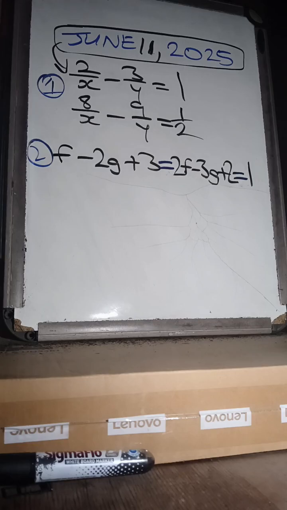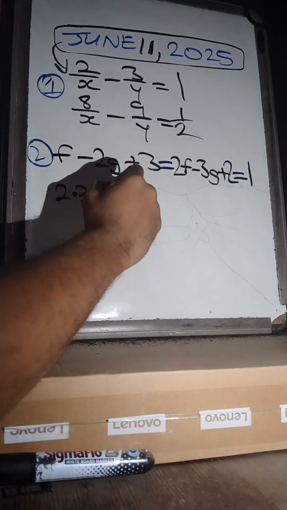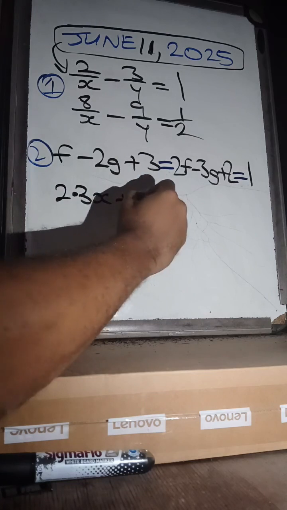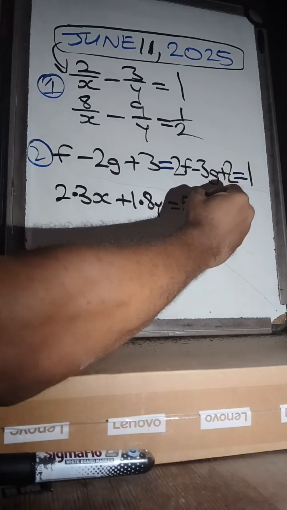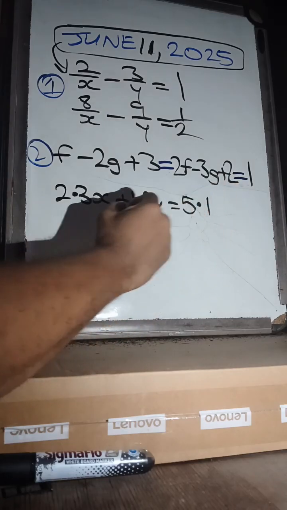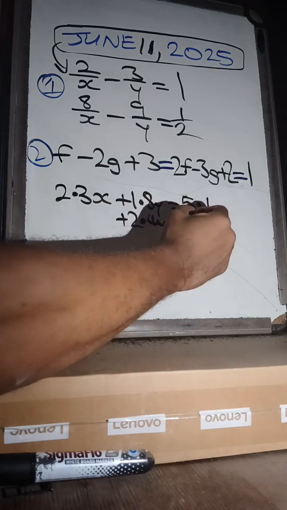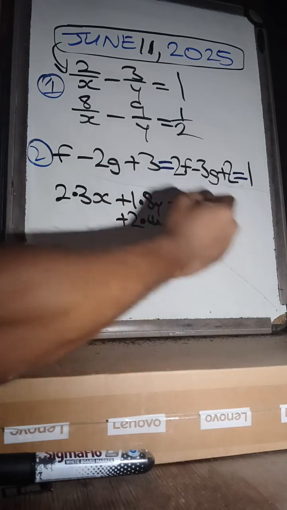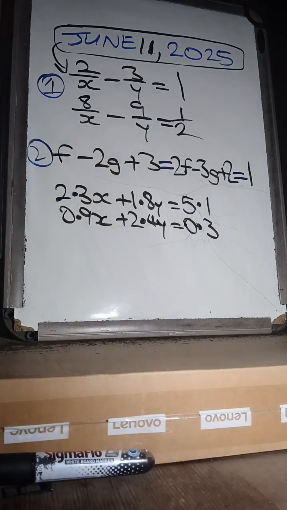I don't think I did this one yet. But this one is not too difficult, based on what we did in number 7. Let's say we had 2.3x plus 1.8y equals 5.1, 2.4y, and this is 0.3, 0.9.